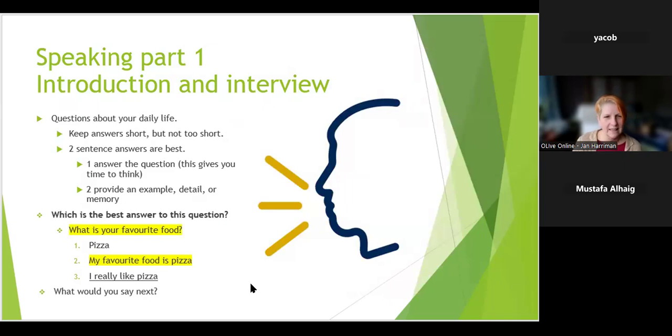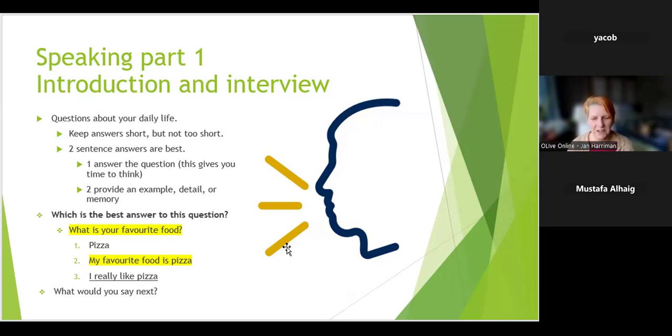So, speaking part 1, what is your favorite food? Okay, if you were asked that, what would you say? What is your favorite food? Right now, I'm asking you. We're pretending we're in part 1. We want 2 sentences, that is the best. So tell me right now, Jacob, what is your favorite food? Rice and chicken.